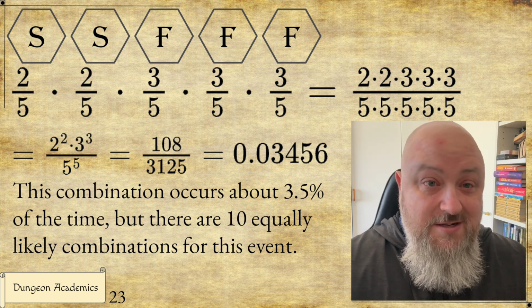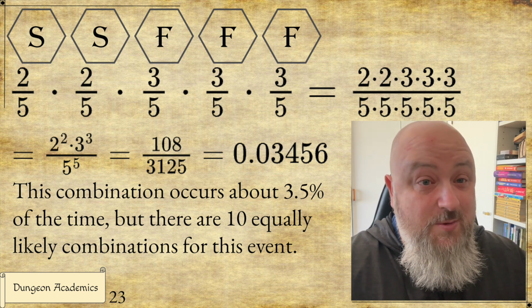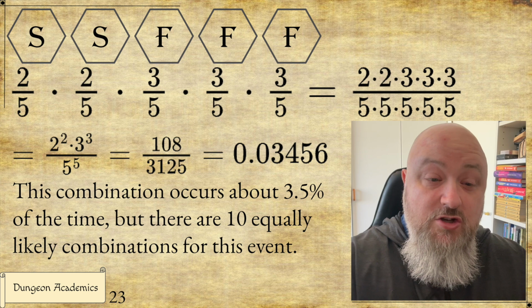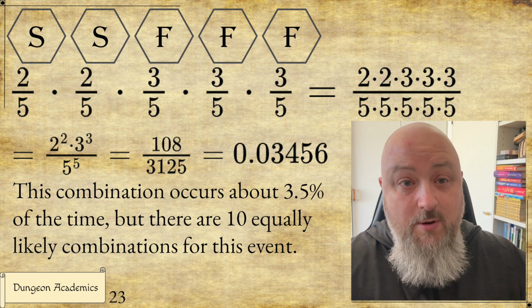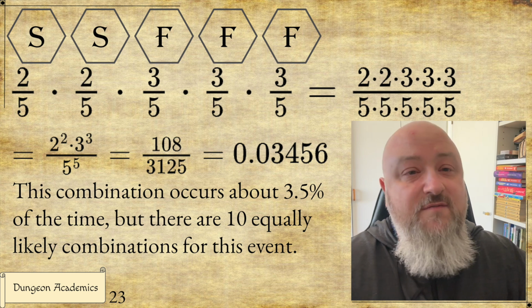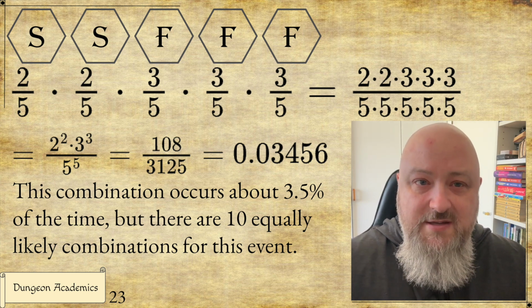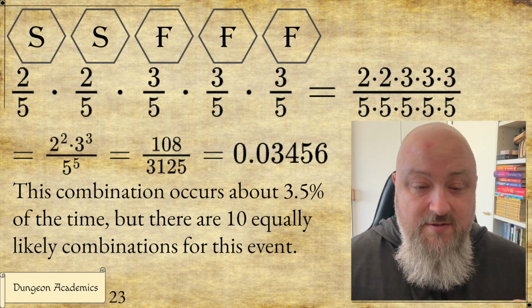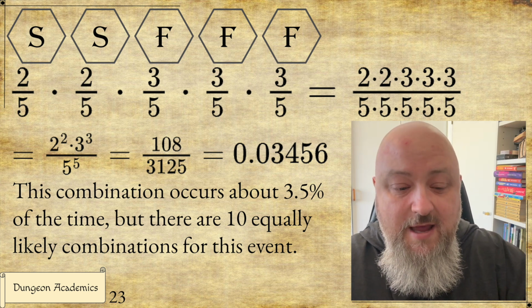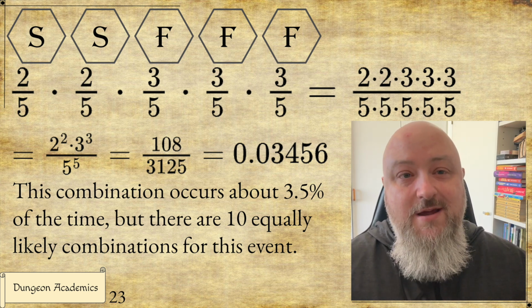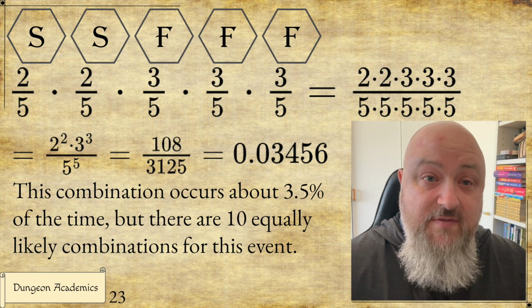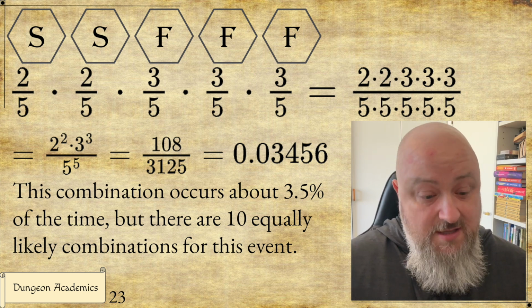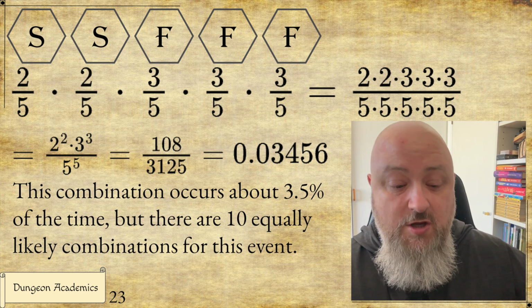It is a complete coincidence that this can be simplified to be 2 squared 3 cubed over 5 to the 5th. It just happens to be that there are 2 2's in the numerator, 3 3's in the numerator, and 5 5's in the denominator. It's not always going to be a number raised to its own power. It's important to know that the numbers here come from the probability and the powers come from how many times this happened. There are a total of 5 events, which is why the denominator is to the power of 5. There are 2 successes, that's why there's a squared, and 3 failures, that's why there's a cubed.